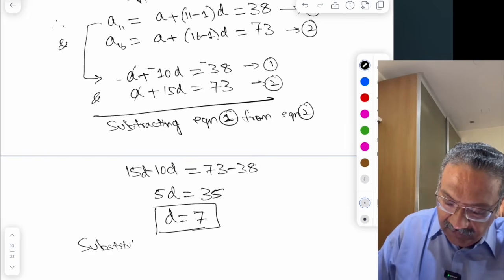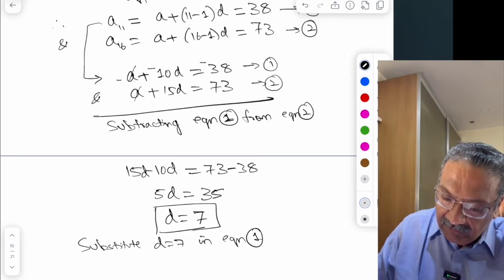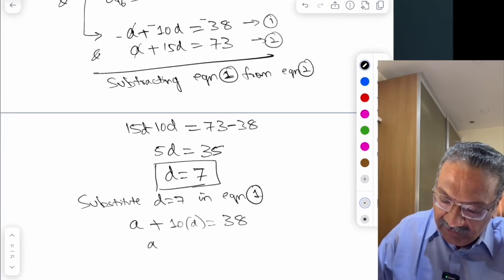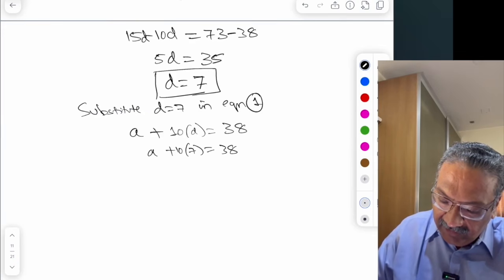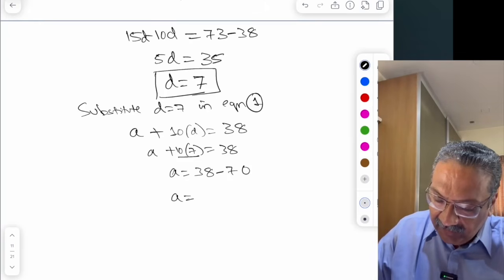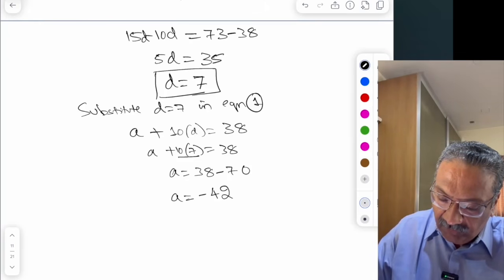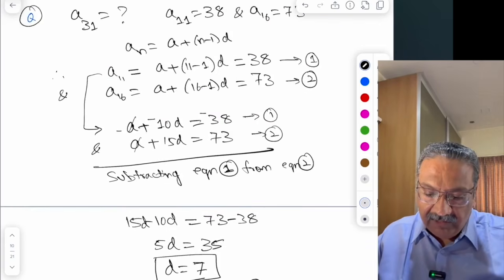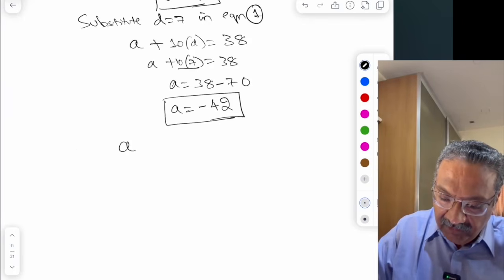Now substitute d equals 7 in equation 1. We get a plus 10 into d is equal to 38. So a plus 10 into 7 is equal to 38. a is equal to, this is 70, if it goes that side becomes minus 70. So a is equal to minus 42. So we got a and we got d. What have they asked? They've asked for A31.